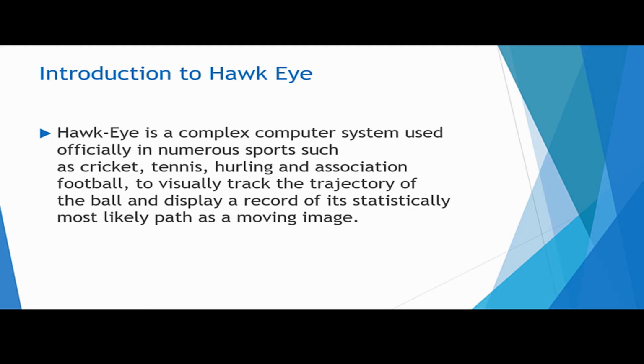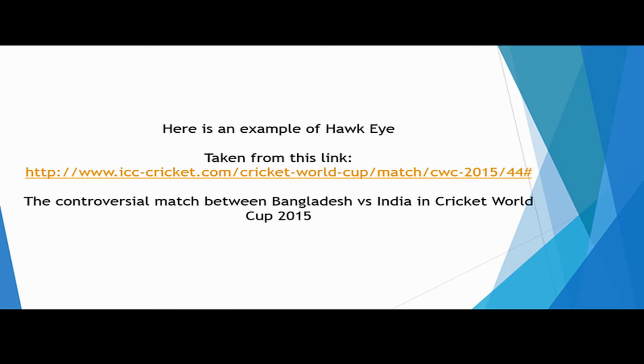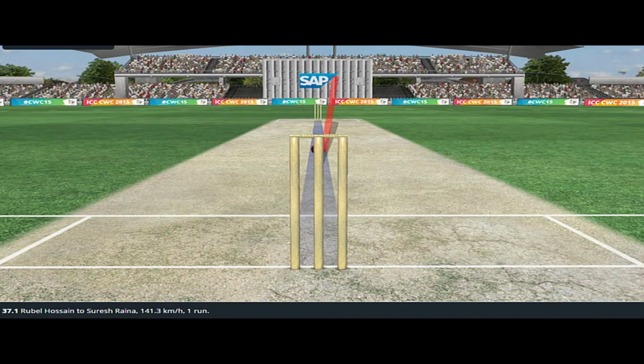Hawkeye is a complex computer system used officially in numerous sports and it is used to visually track the trajectory of the ball and display a record of its statistically most likely path as a moving image. Now, let's have a glimpse of Hawkeye. This clip is recorded from ICC's official website and this over is from Bangladesh versus India match. It was also the motivation for our project.